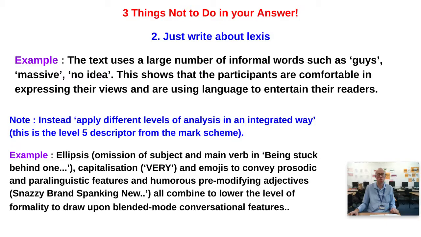So what you need instead is to be focusing on the language levels that you know so much about and integrating them together so that you produce something that's very, very concise and analytical. Like this: ellipsis, omission of subject and main verb in being stuck behind one. Notice I'm evidencing everything here. Capitalization, example very, and emojis to convey prosodic and paralinguistic features and humorous pre-modifying adjectives. There's an example, all combined to lower the level of formality to draw upon blended mode conversational features.